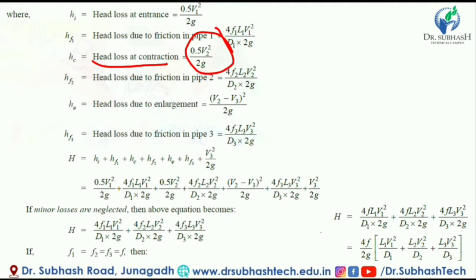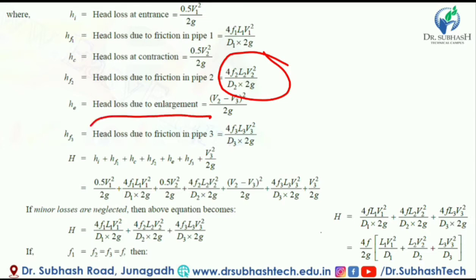Head loss due to the contraction is 0.5 V² upon 2g. Now h_f2 is the friction loss for pipe 2. So the Darcy formula is 4fLV² upon 2gD, where f, L, V and D are for pipe 2. Now h_e is the head loss due to the enlargement.